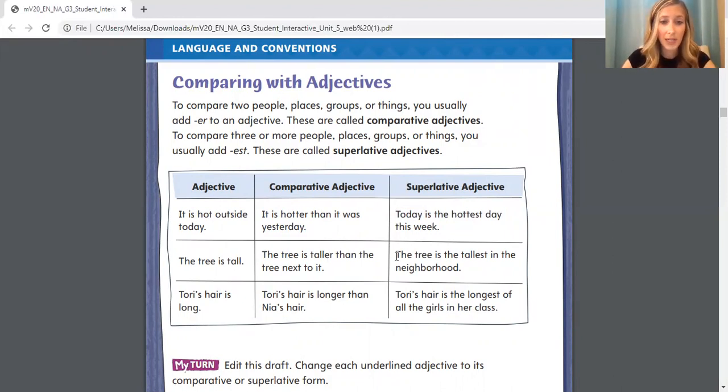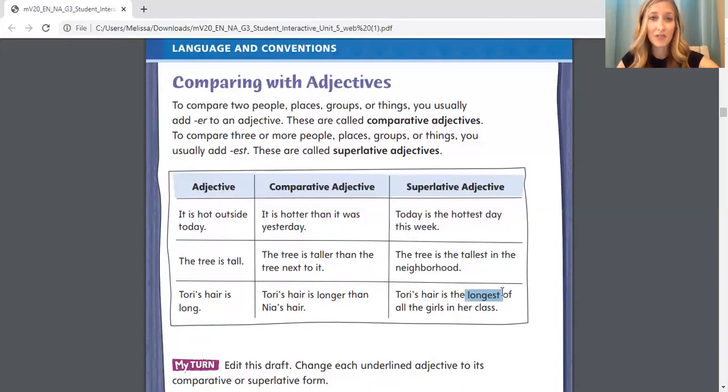On your own, I want you to read the rest of these examples. I am going to point out, though, it says the tree is tall. Tall is my adjective. I can turn that into taller, comparing 2 things. I can turn that into tallest, comparing 3 or more. What about this last sentence? Tori's hair is long. Hair, that's the noun. It's being described with an adjective. The adjective is long. I can compare Tori's hair to Nina's hair, 2 things. Longer. And if I compare 3 or more, longest.